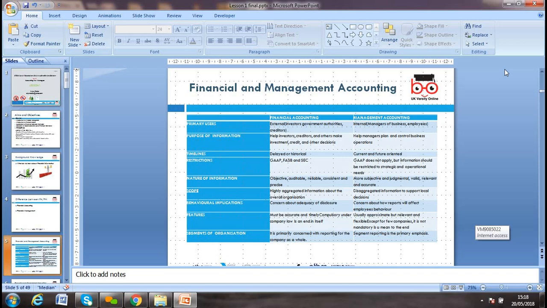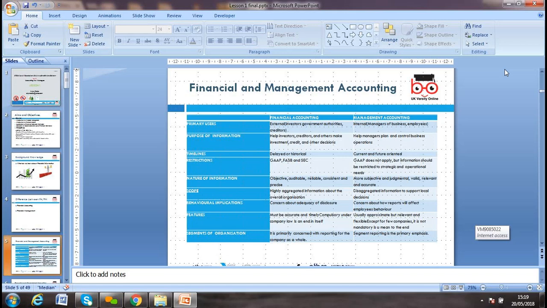Purpose of the information. Under financial accounting, the financial statements help investors, creditors, and others make investment decisions. Management accounting helps managers to plan and control the business operation. Timeline: financial information is normally delayed or historical, but management accounting is normally current and future oriented.